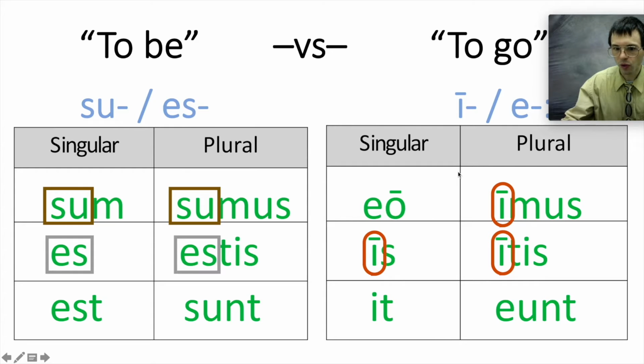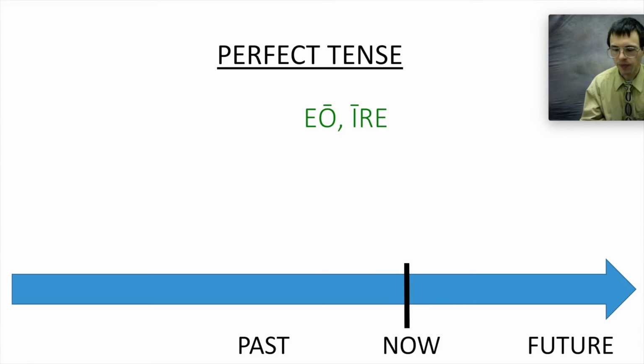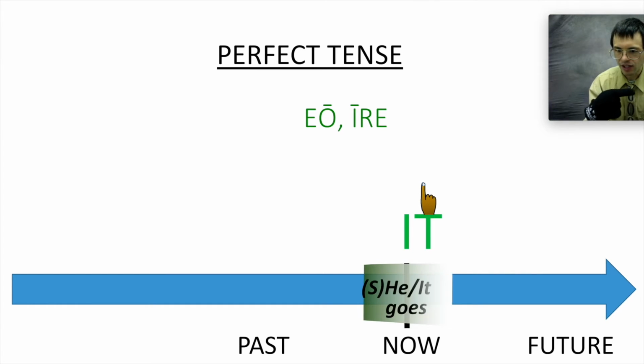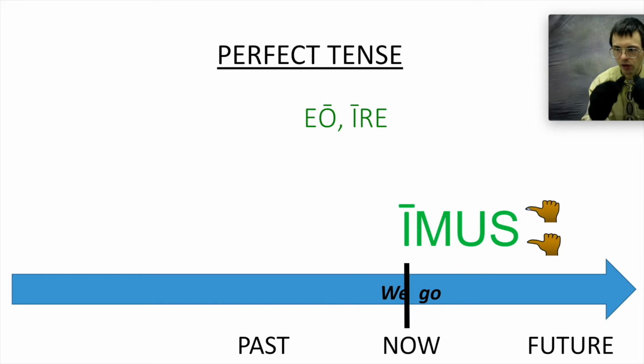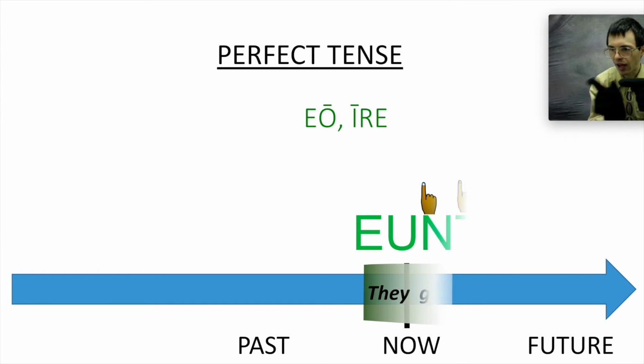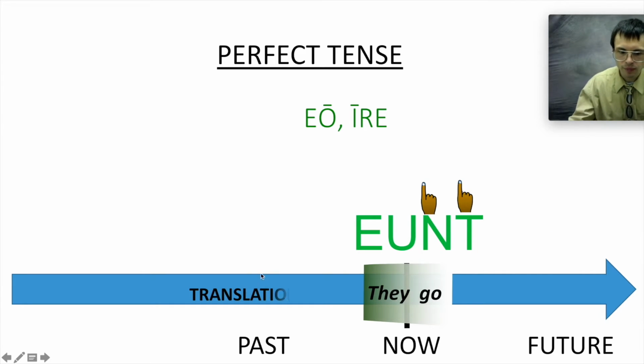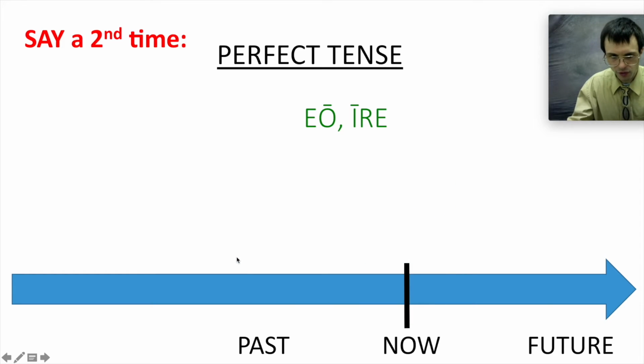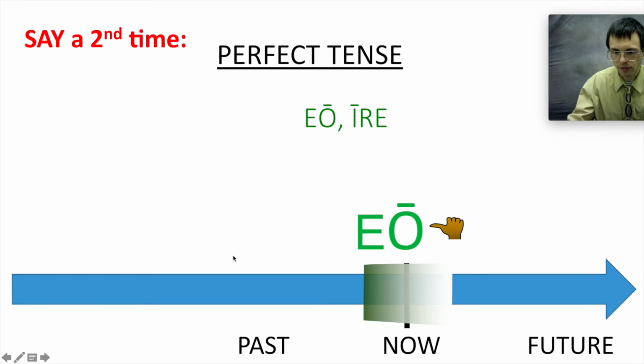So for the verb to go, look for an I or something like it. So, eo, I go. Is, you go. It, he, she, or it goes. Imus, we go. Itis, y'all go. And eunt, they go. And the translation, of course, is go. So say it, now you say it. Ready, go.